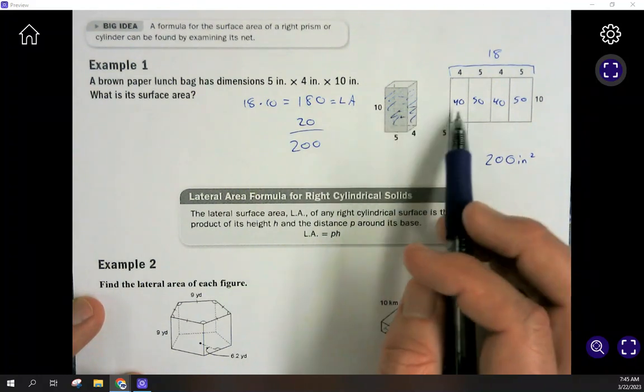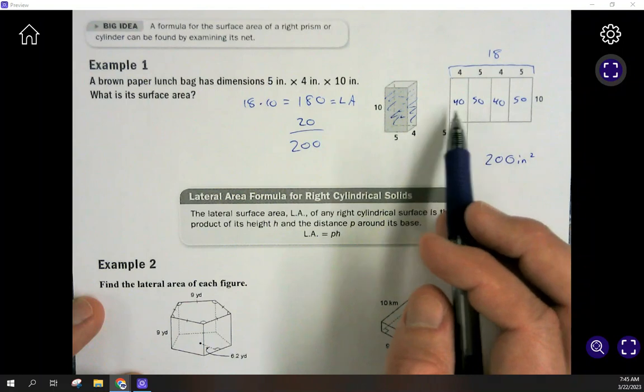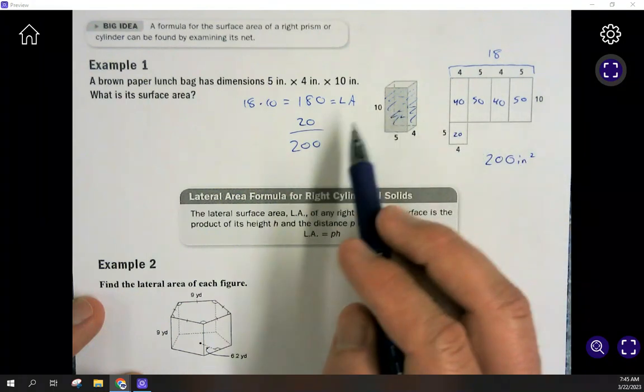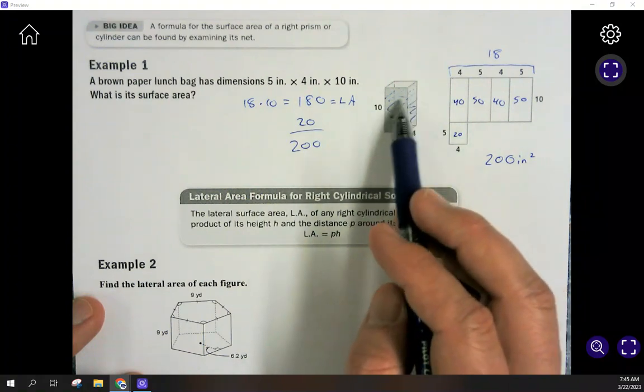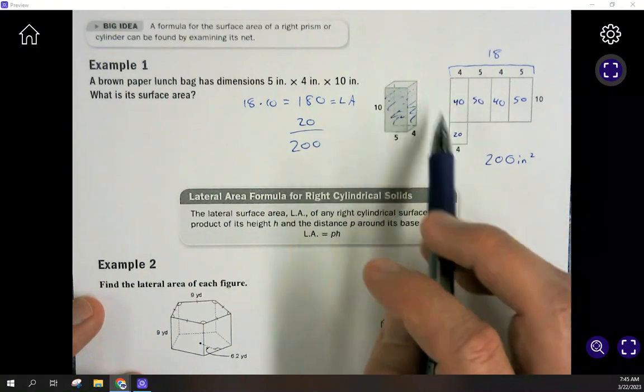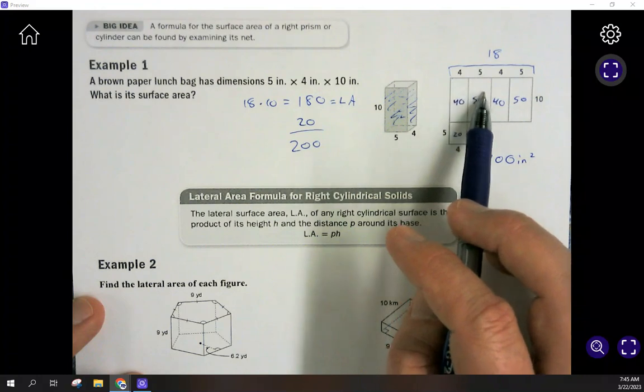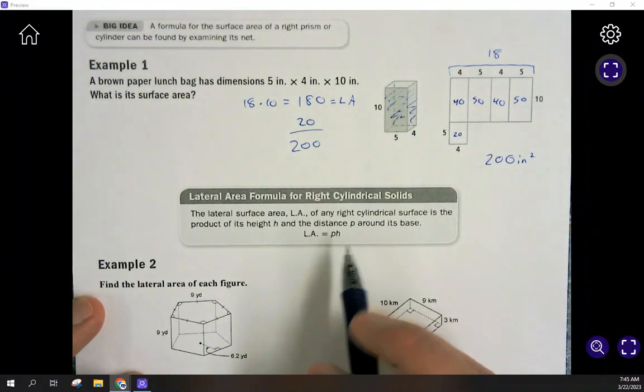On a very simple shape with rectangles, it kind of just makes sense to do piece by piece because it is very quick. But as we look at more complicated shapes, we're going to want to find the lateral area and then add it to the area of the bases. And the quick way to find the lateral area, we're going to see right here.